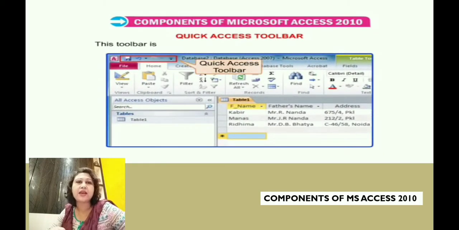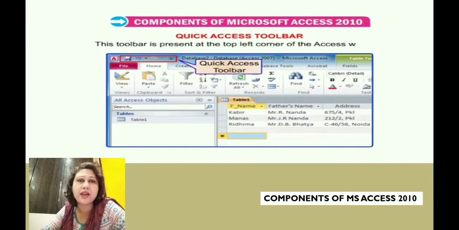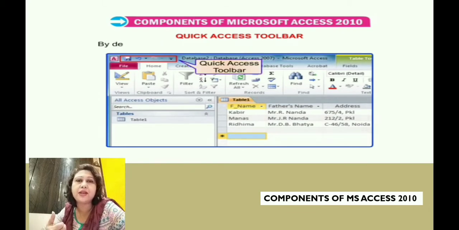The next one we have is the quick access toolbar. It is common and you will find it in every window of every application. This toolbar is present in the top left corner of the window, and it contains the most frequently used commands. For example, you can see here that by default it has 3 buttons.